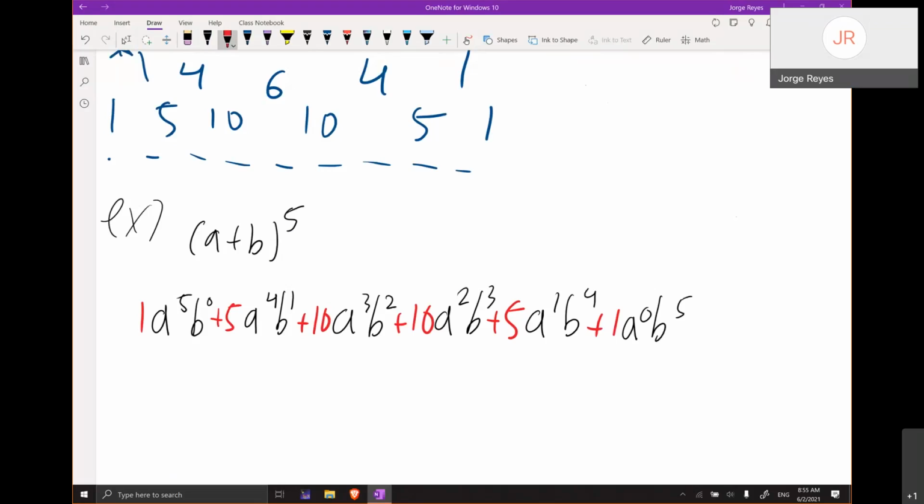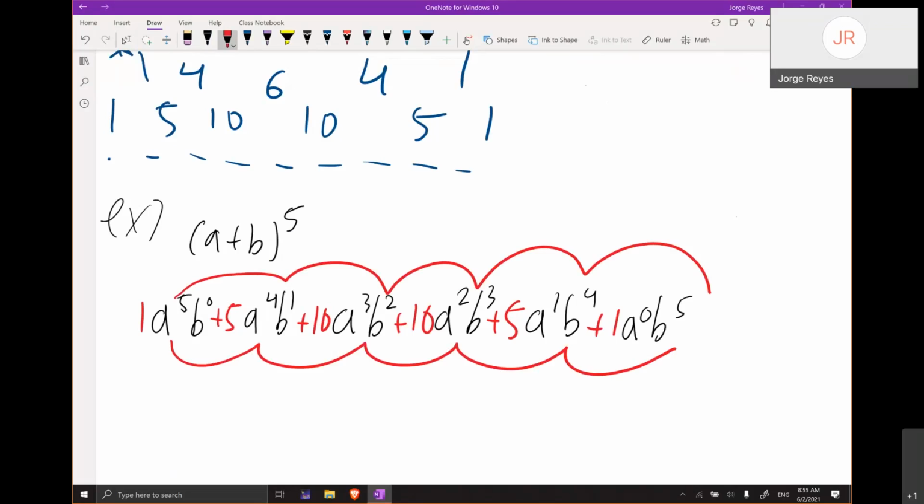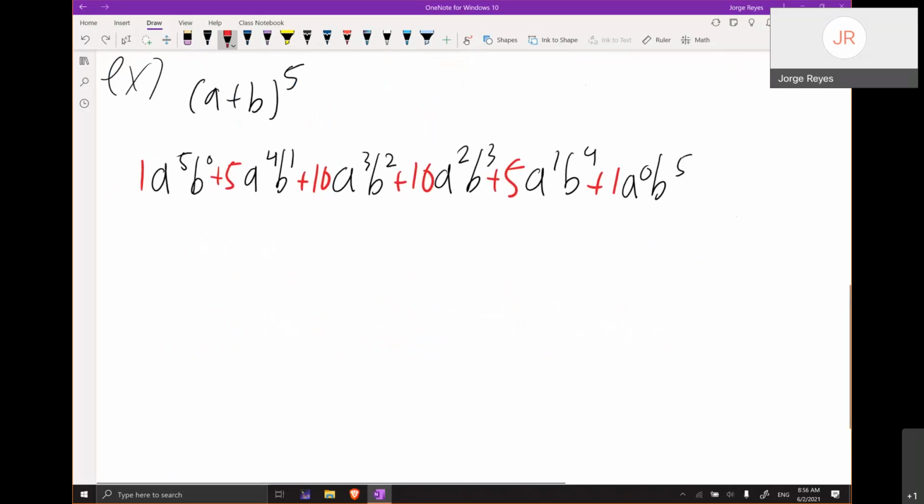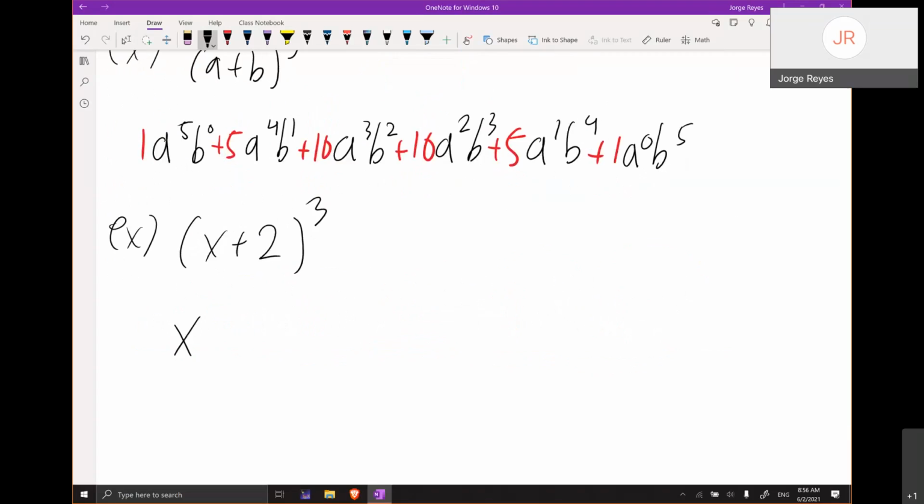There should be like no math required, really. It's just patterns, okay? The a's go down by 1, the b's go up by 1, and then the numbers are the Pascal triangle numbers for that row. Okay. Now, if it's not letters, then that's when it gets a little more complicated. So like x plus 2 cubed. Okay. Well, then you still do the Pascal's triangle thing.